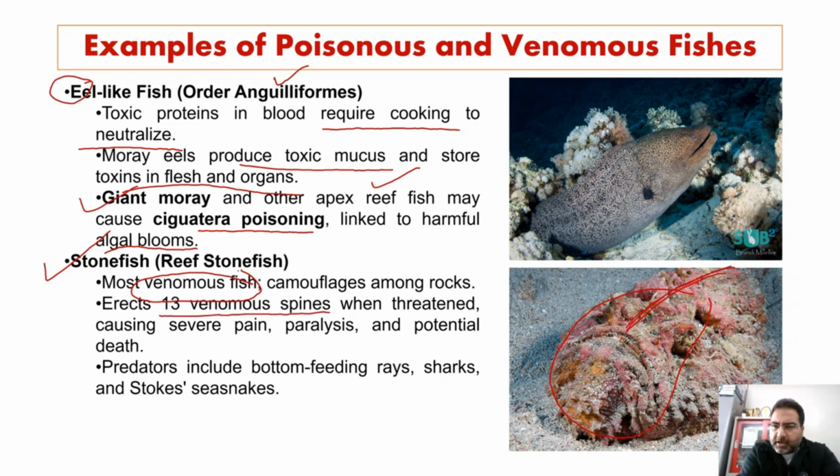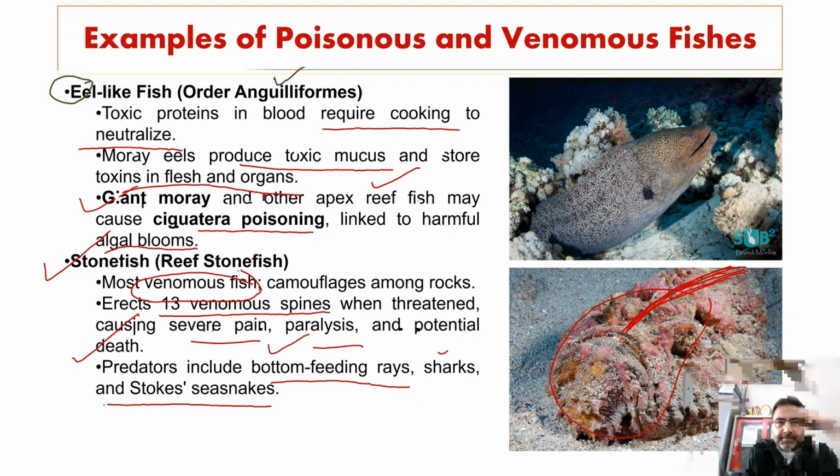You can see they are inactive, lying on the dorsal side, not erect right now. But in our video we saw that when activated, because of their sensory system, they get erect and inject this toxin, causing severe pain, paralysis, and potential death. Predators include bottom feeding rays, sharks, and Stokes sea snakes. They are bottom dwelling rays, sharks, and Stokes sea snakes.